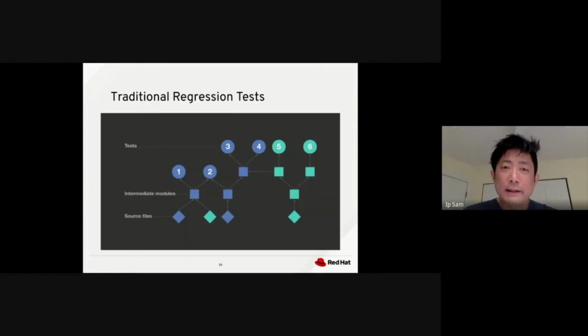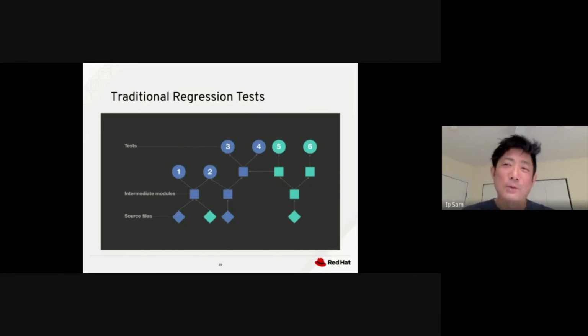This is a dependency tree that we are showing. Source files at the lowest level. Right, these are the source files that were developed by developers. And then in the middle, you have some intermediate modules that use these different source files. And on top of that, you have different tests. Each test could be a unit test, could be an integration test. They could be testing different code paths, different components, different integration points: test 1, 2, 3, 4, 5, 6, different tests. And in traditional regression testing, you need to run all tests in sequential order.